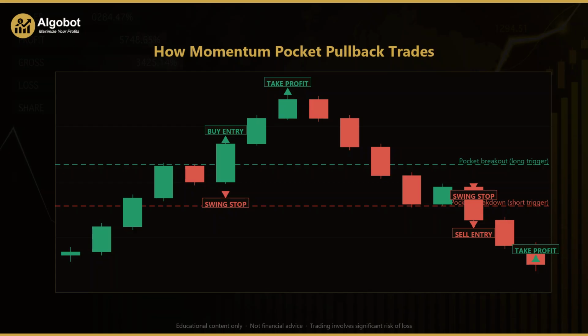So in one picture you have seen both halves of the strategy, a long continuation and a short continuation, each built from the same momentum, pocket, and breakout sequence. This is purely an educational illustration of the mechanics, not a forecast of how any real market will behave.